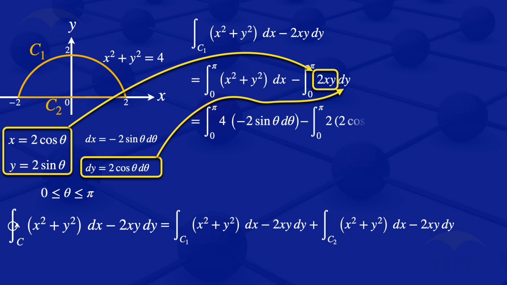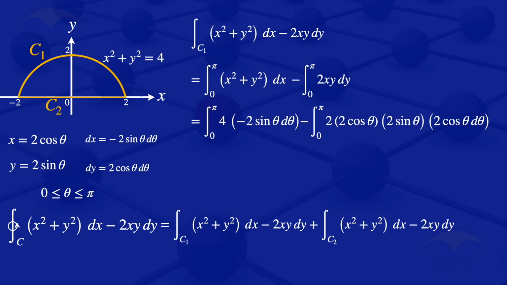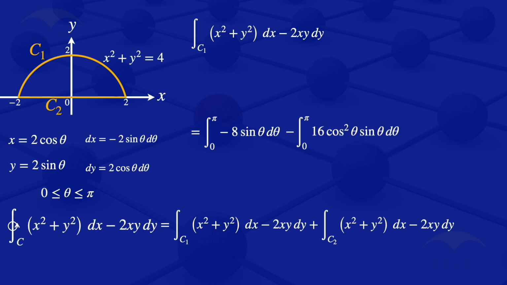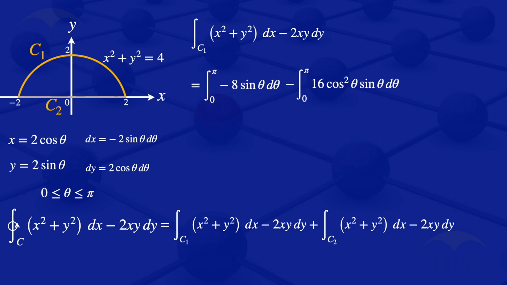Therefore, that integral will become the integral from 0 to pi of 2 cosine theta, 2 sine theta, 2 cosine theta d theta. And we can simplify that to the integral from 0 to pi of minus 8 sine theta d theta. And the second one is minus the integral from 0 to pi of 16 cosine squared theta sine theta d theta. So we are having the integral along the curve C1 on that part. Now let us evaluate those integrals.